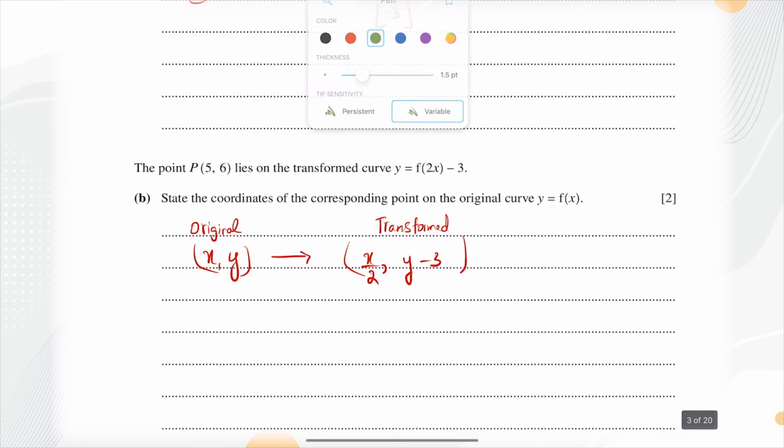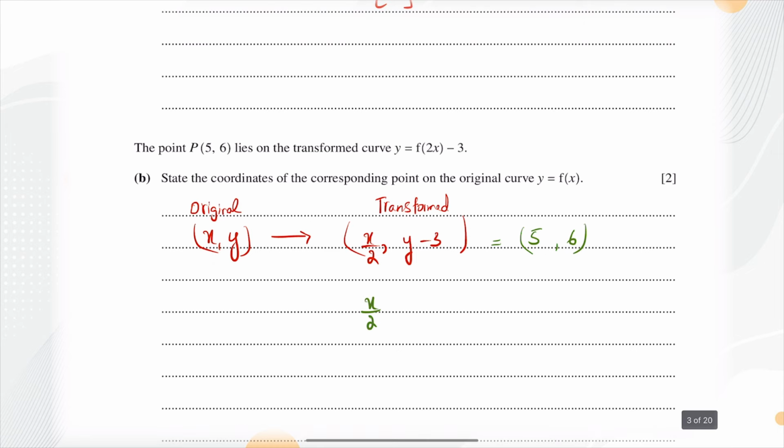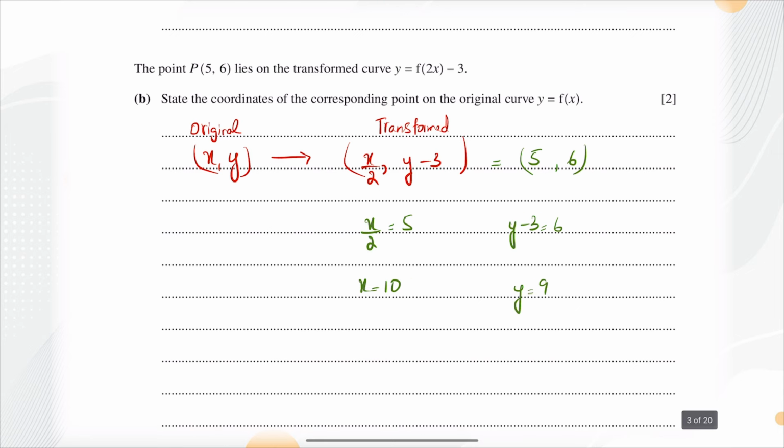Now that you know what the transformed coordinates are, all you have to do is equate them with (5, 6), because (5, 6) are the transformed coordinates. So you get x upon 2 equal to 5, cross multiply, and you get x equal to 10, and y minus 3 equals 6, and then you solve this and get y equal to 9. So previously these coordinates look like (10, 9). There you go.